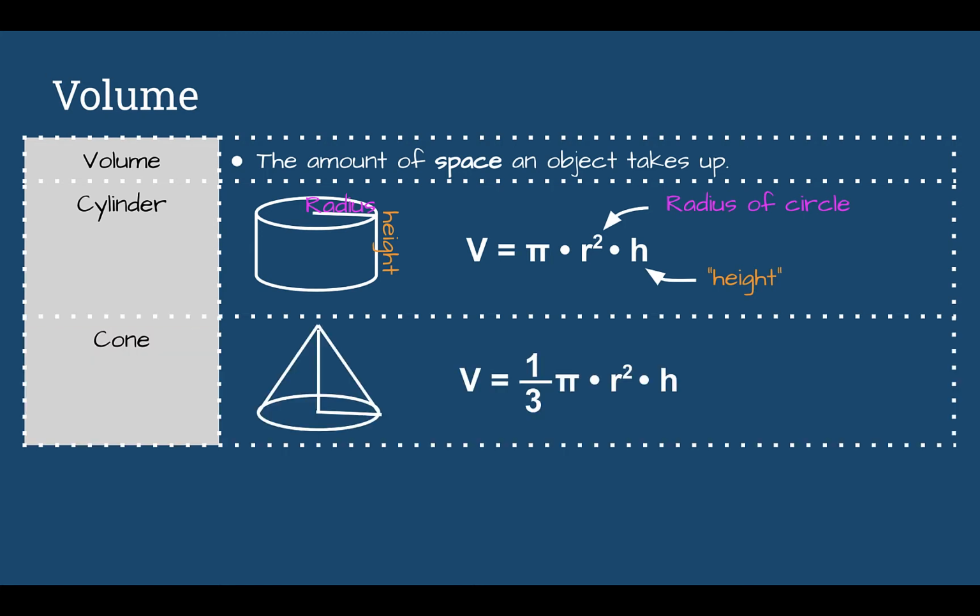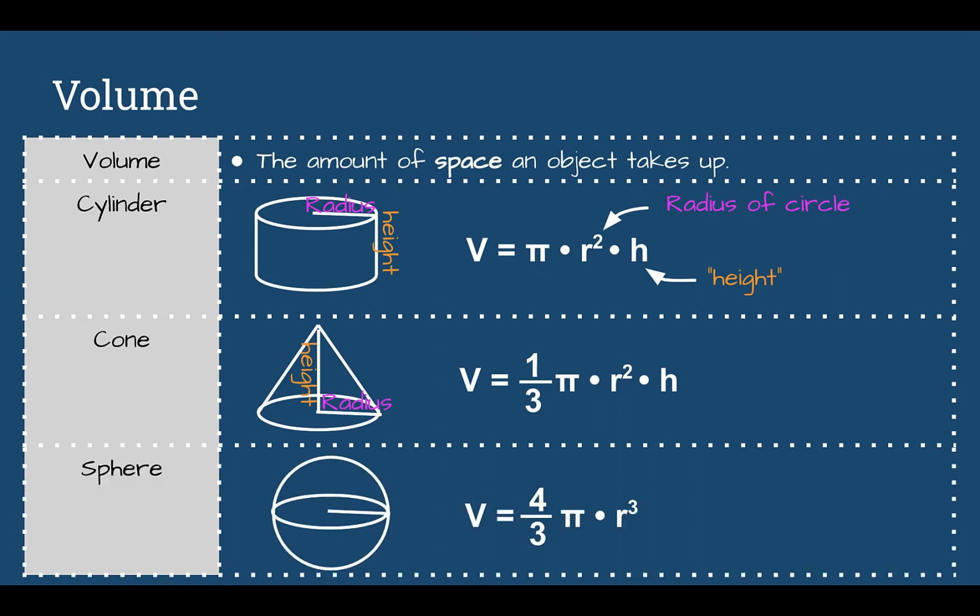Our next object is a cone. The cone has a very similar formula to a cylinder. The only difference is that it is multiplied by 1/3, or I might write it as divided by 3. They both do the same thing. So volume is equal to 1/3 times pi times r squared times h. You still need the radius, which is halfway across the circle, and you need the height of the cone.